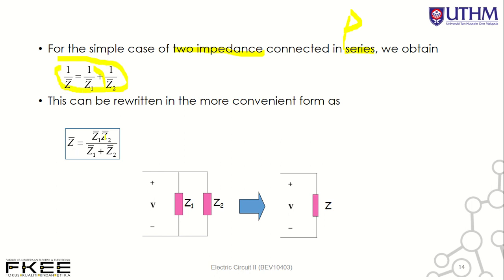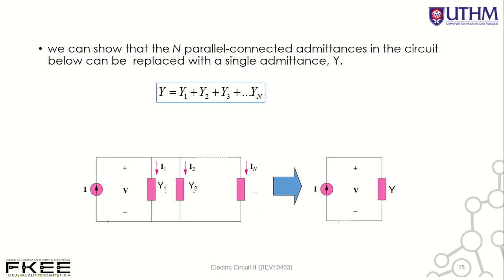Z1 times Z2 over Z1 plus Z2. So the equivalent impedance of Z1 and Z2 in parallel, you can redraw the equivalent circuit, V and Z equivalent. Is it clear? All right.